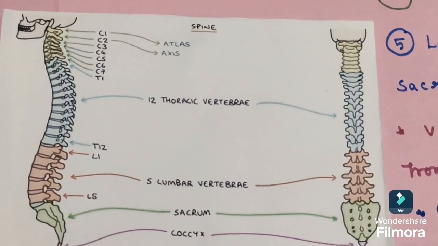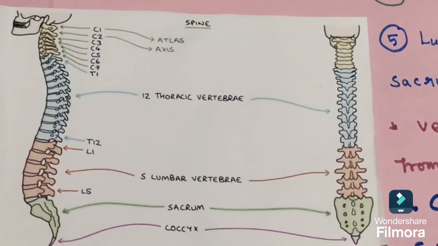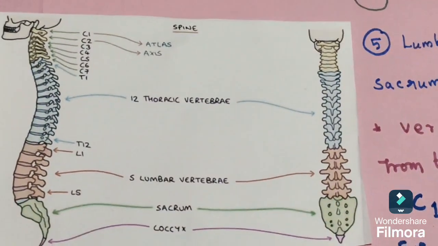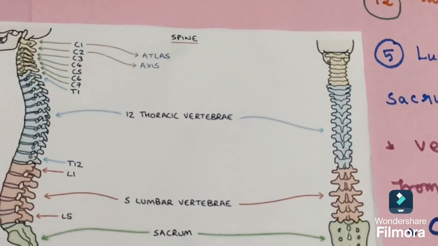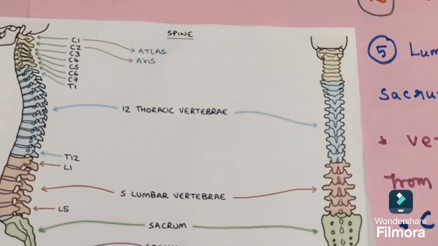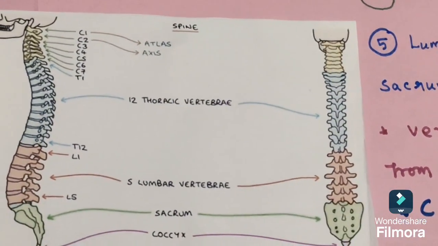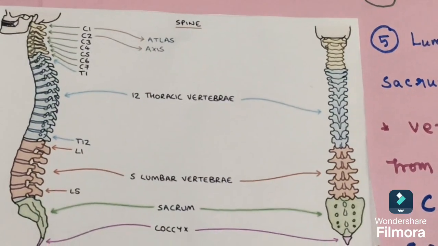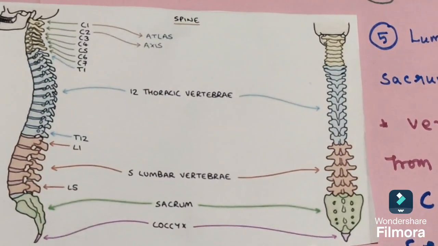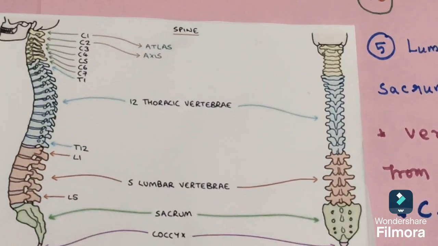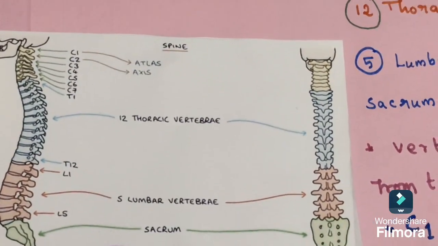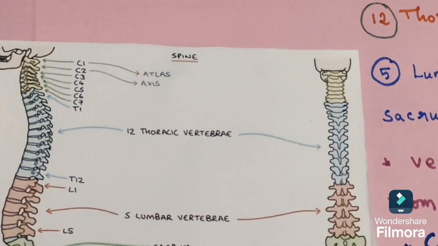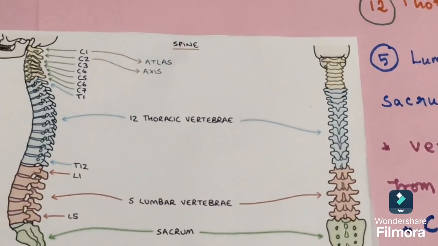Next, let's look at the spine. The spine is made up of 7 cervical vertebrae in the neck, 12 thoracic vertebrae in the thorax, 5 lumbar vertebrae, then the sacrum, then the coccyx. Vertebrae are numbered from top down.